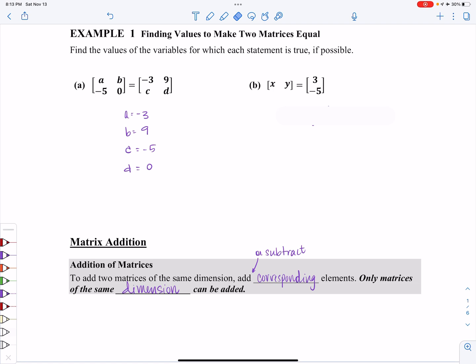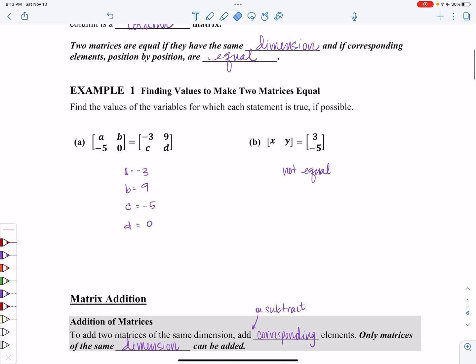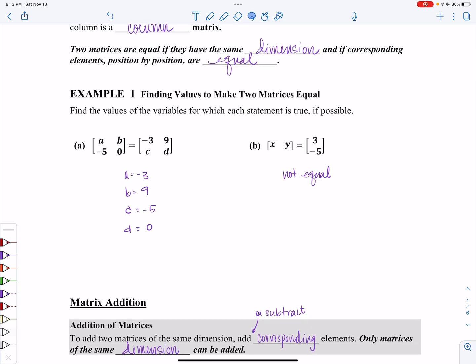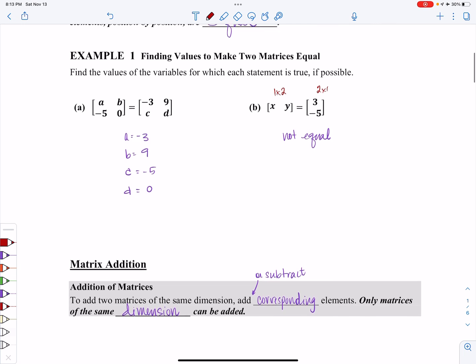For part B, we would say that these are not equal to each other because they are not the same dimension. So remember, they are equal if they have the same dimension. And this first one is a 1 by 2, whereas the second one is a 2 by 1. So they are not equal to each other.